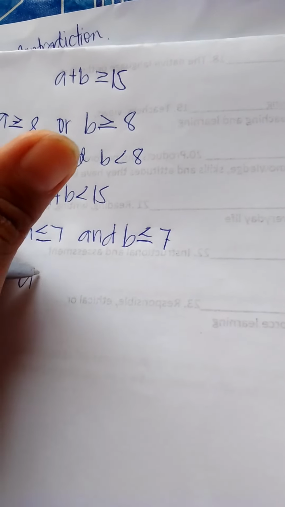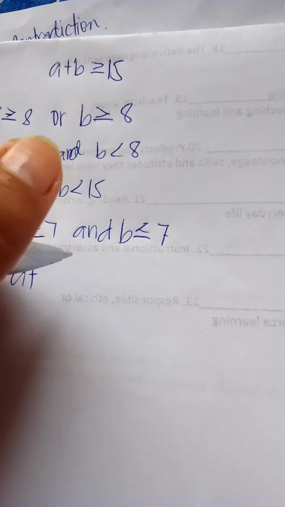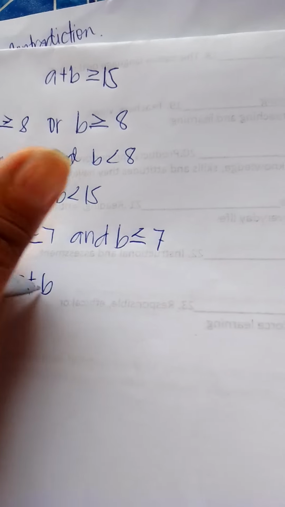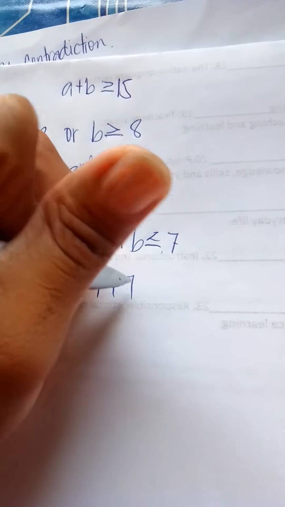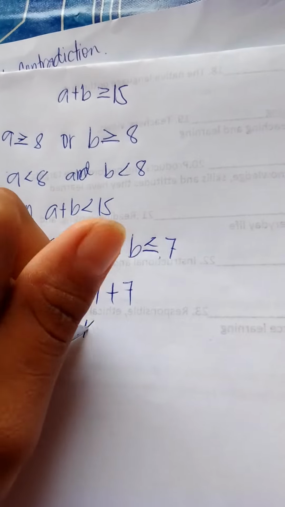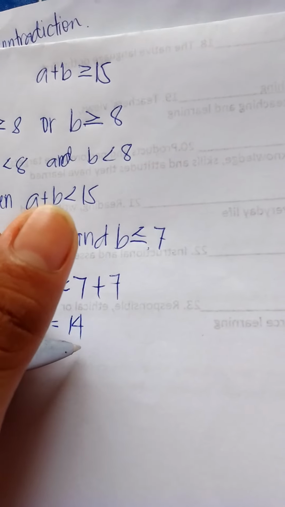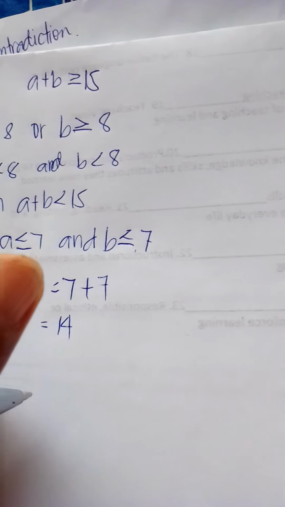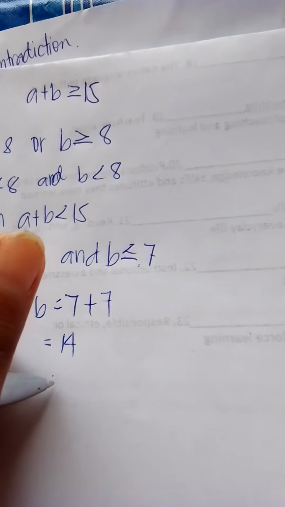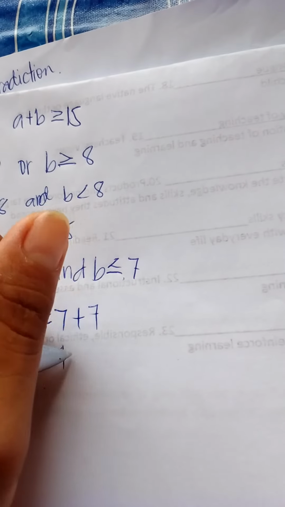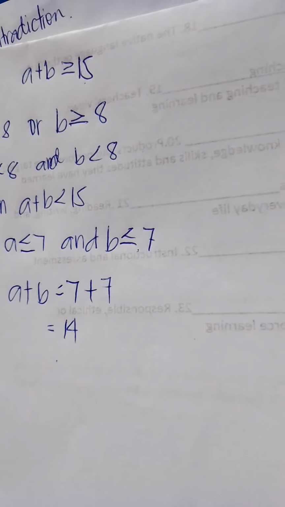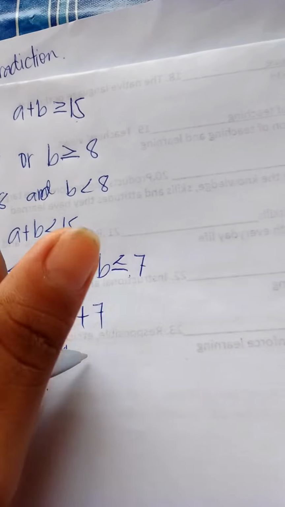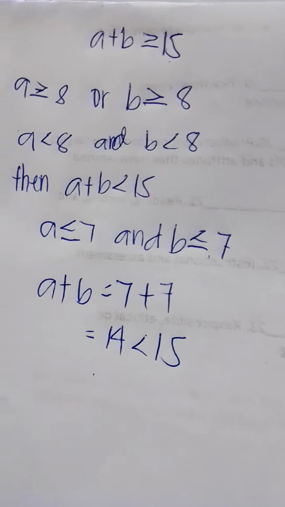So, a plus b, 7 plus 7. So, the answer is 14. 14 is less than 15. That's it.